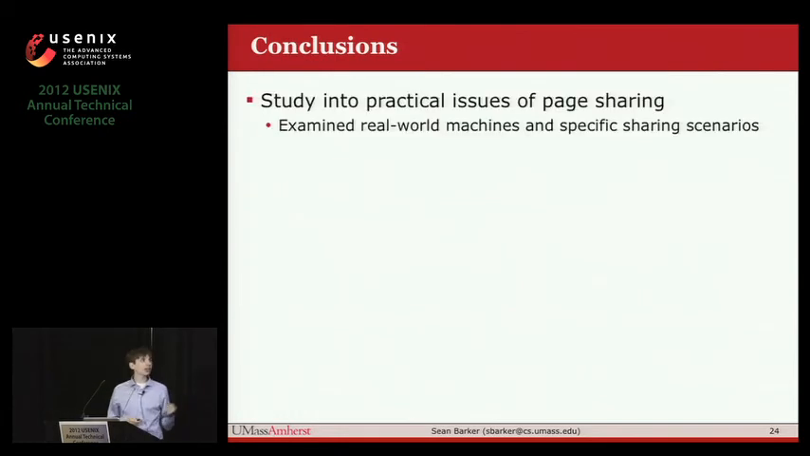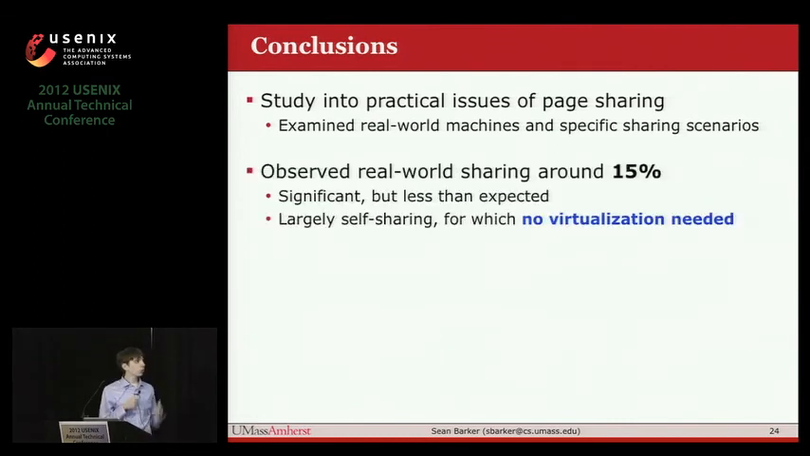So what are our high-level conclusions from this? Well, we conducted a study into some practical issues of page sharing, looking at both some real-world memory traces and also some specific sharing scenarios. In our real-world traces, we saw sharing generally around the level of 15%, which is, again, significant but less than expected. But perhaps more interesting than that is the fact that the vast majority of that sharing we saw is from self-sharing, which, as I said earlier, you could potentially exploit without using virtualization at all.